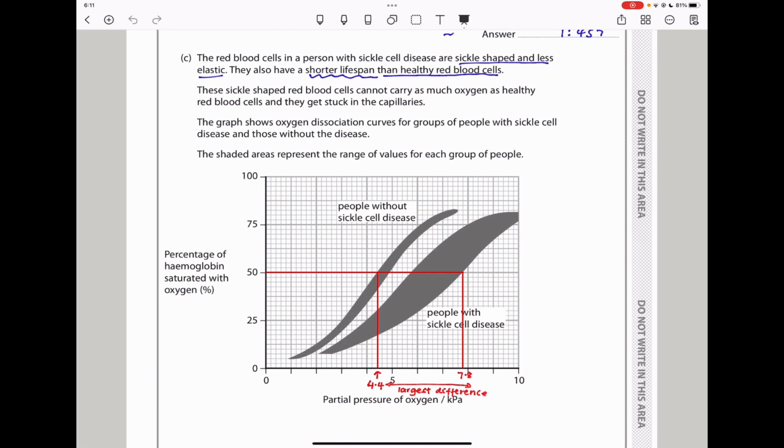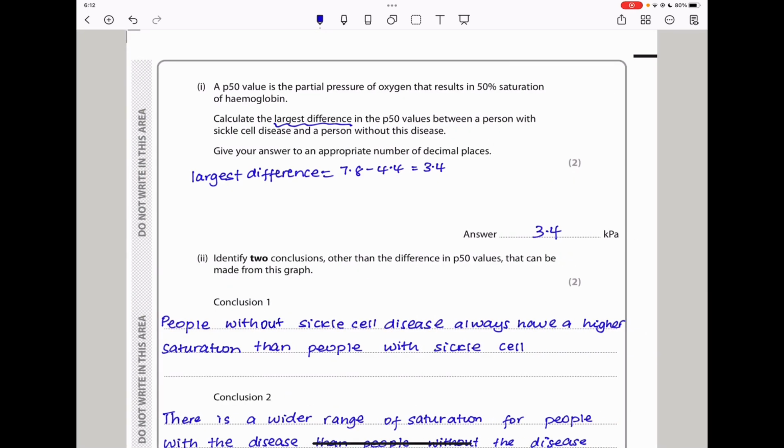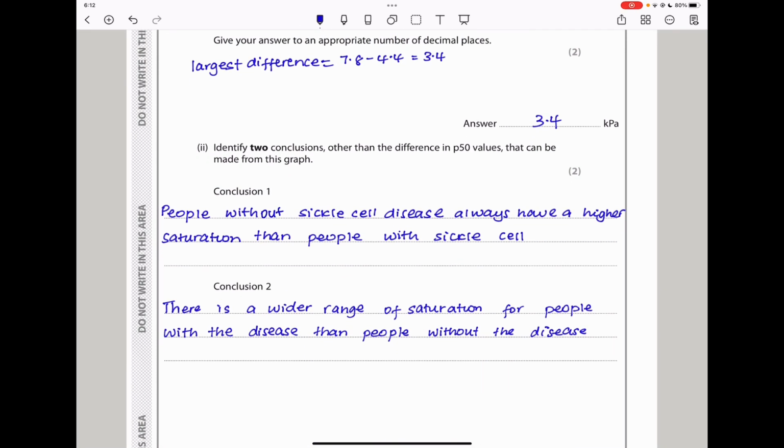We can see that people without sickle cell always have a higher percentage saturation with oxygen at all points. You can see at this point, those ones have higher. And when we go to this point, you can see there is going to be 25%, and this is going to be a little bit lower. So they always have a higher percentage saturation with oxygen at specific partial pressures. So that is the first conclusion I saw.